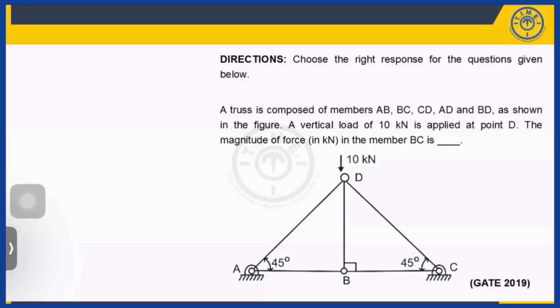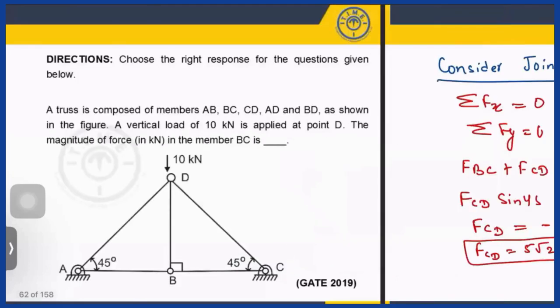Sir, it will be 0, sir. Zero only, because three members are meeting at a point, out of which two are collinear, then the force in the third member will be zero. See, without lifting a pen, you easily find the force in member BD. So sometimes they are making a question like that also. But if you want, you can calculate it also.